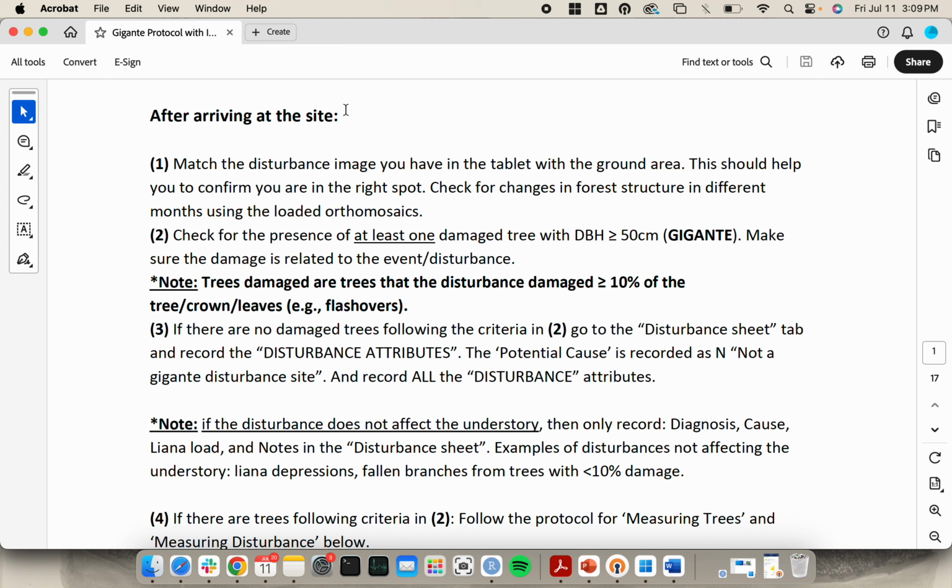After you arrive at the site, once you get to the gap, you have to make sure that the disturbance image that you see in the iPad is the same place where you are on the ground. So look for trees that might be important or relevant for you. Make sure you're in the right place.